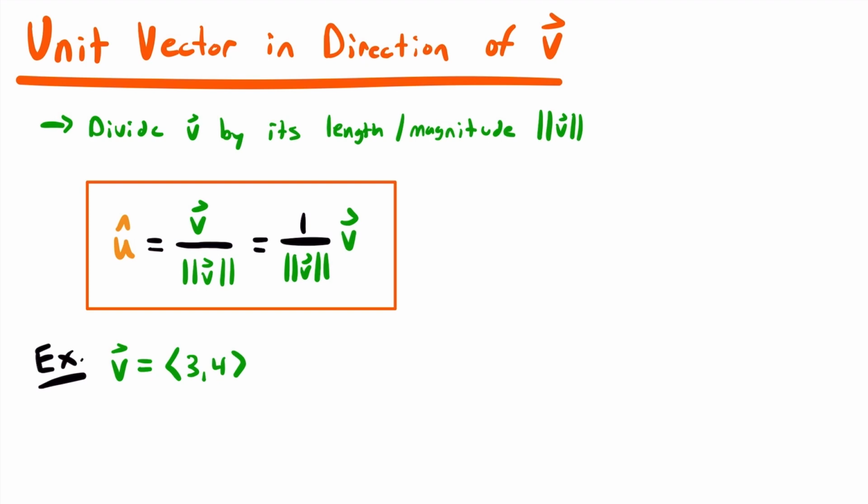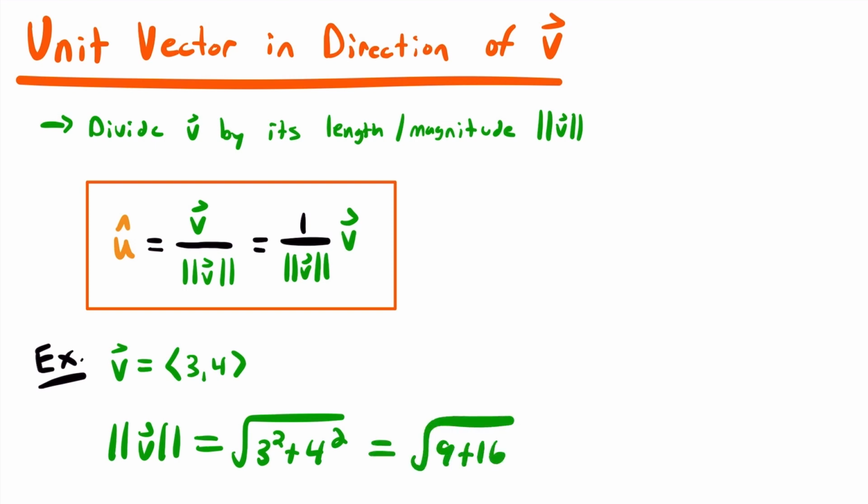Let's start by just finding the magnitude. The magnitude of vector v here is going to be equal to the square root of the sum of the components squared. So we'll have 3 squared plus 4 squared. Now if we simplify, this will be equal to the square root of 9 plus 16, right? 3 squared is 9, 4 squared is 16. 9 plus 16 is 25, so we have the square root of 25. I'll write that down. We know that the square root of 25 is 5. So we know that the magnitude of vector v is 5.